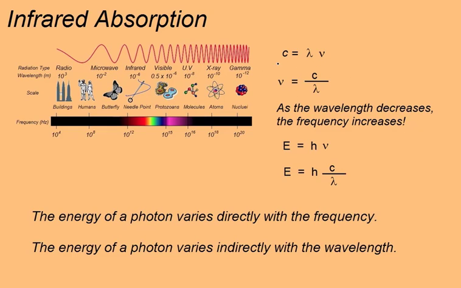Now we can incorporate our previous equation, which told us that the frequency was equal to the speed of light divided by the wavelength, and we can say that the energy of a photon is equal to Planck's constant multiplied by the speed of light divided by the wavelength. So we can see that the energy of a photon varies directly with the frequency, and the energy of a photon varies indirectly with the wavelength. As the frequency increases, the energy of a photon increases. But as the wavelength increases, the energy decreases.